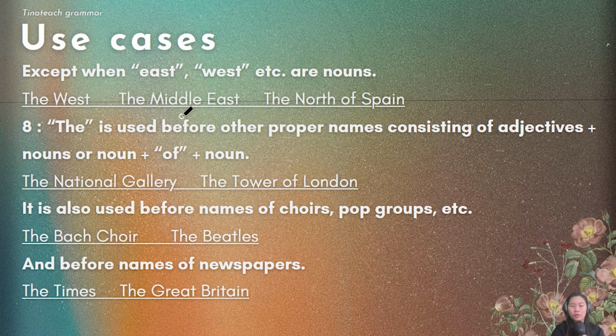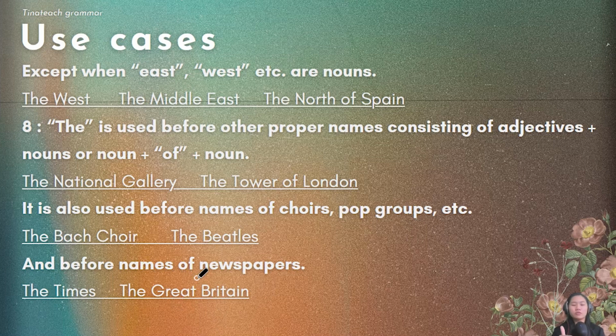The is used before other proper names, consisting of adjectives plus nouns, or noun plus the word of, and then noun. For example, the National Gallery, the Tower of London, okay? It is also used before names of choirs, pop groups, like TV shows, stuff like that, the Bach Choir, the Beatles, and before names of newspapers as well. The Times, the Great Britain, the New York Times, for example.